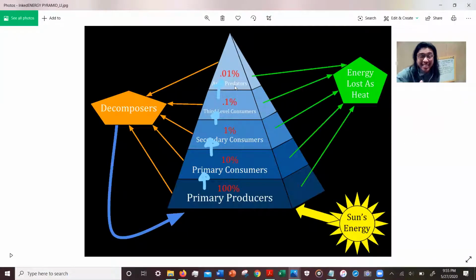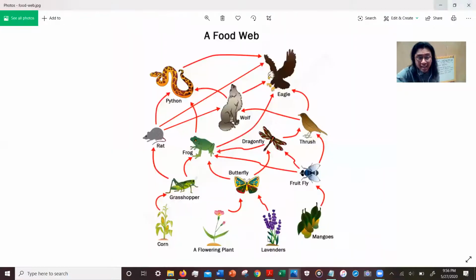As it should already indicate, energy is lost. It decreases as you go into higher trophic levels, which means that a python receives less energy than a rat. A rat receives less energy than a grasshopper, and a grasshopper receives less energy than the corn in this particular food web.